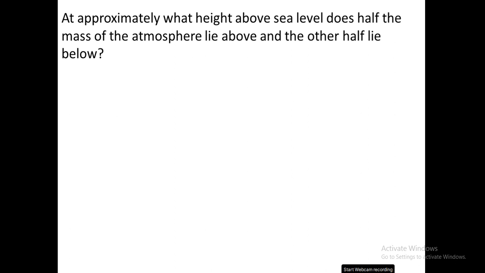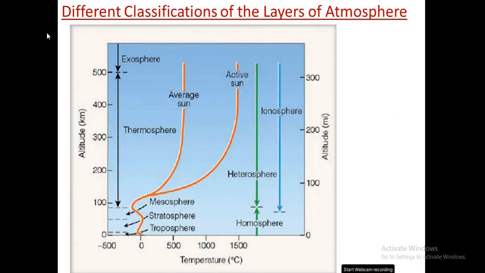Like if we take one pressure, half of the atmosphere is above that pressure level and half is below. So m by 2 mass, at what height are we getting that? So we are going to calculate that. At approximately what height above sea level does half the mass of the atmosphere lie above and the other half lie below? That's what we are going to calculate.